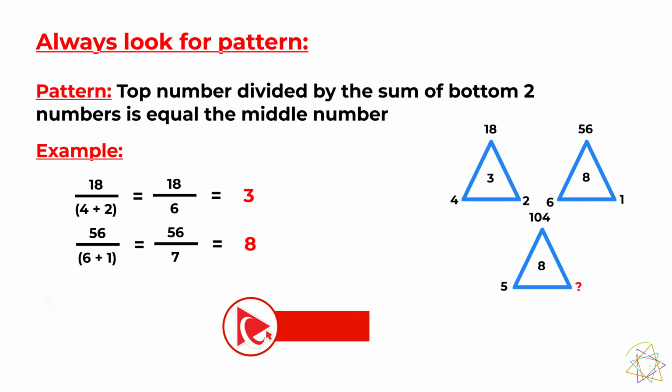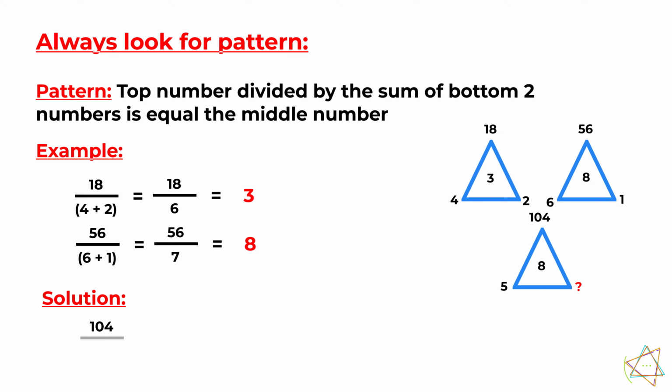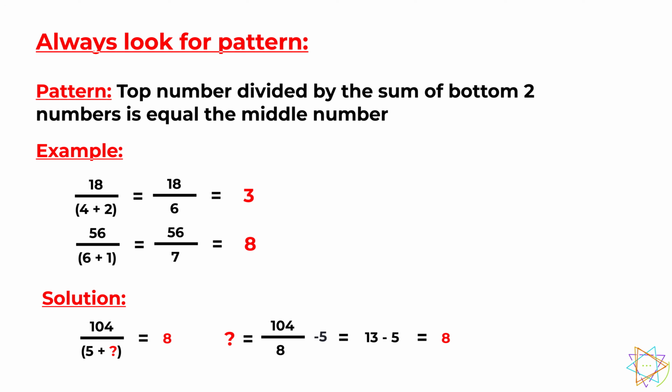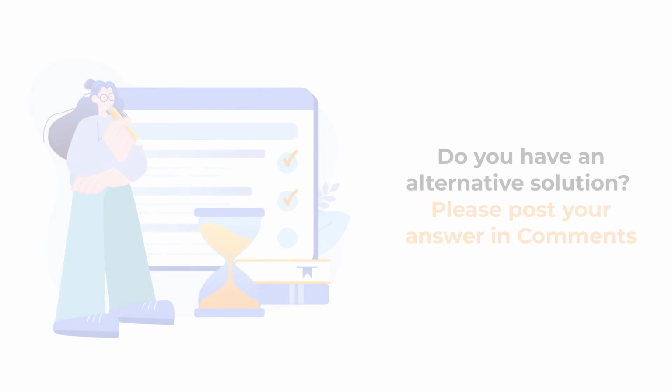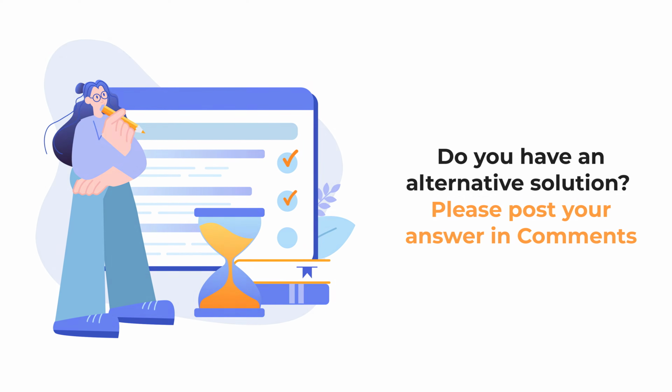Which means that we can build a formula. 104 divided by the value in parentheses 5 plus question mark equals 8, which means that question mark equals 104 divided by 8 minus 5, which is an equivalent of 13 minus 5, which equals 8. So the correct choice here is choice B, 8. Hopefully you've nailed this question and now know how to answer similar problems on the test.